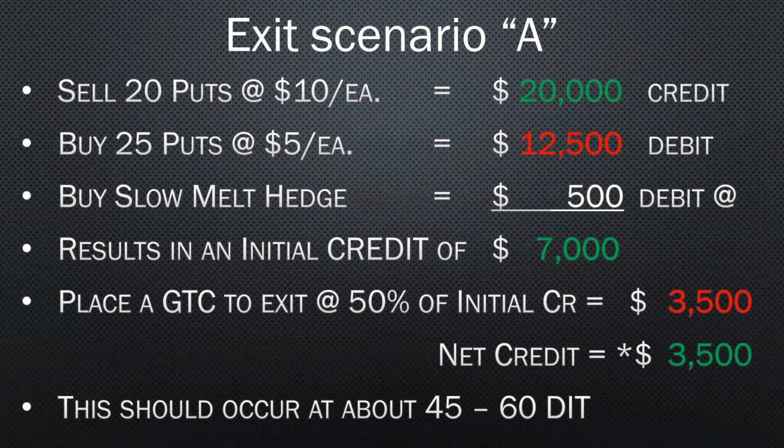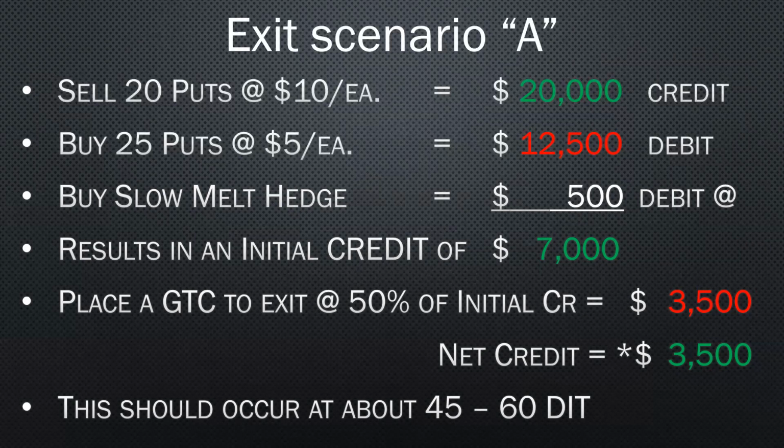This again should take about 40 to 45 days, sometimes as many as 60 days. So that's exit scenario A. Bring in the money, put in a good till cancel to exit at half the credit received. We'll keep the other half, and we will also have a slow melt hedge that is again fully paid for in our account to protect other trades that you may have on that have potentially some risk against a correction.